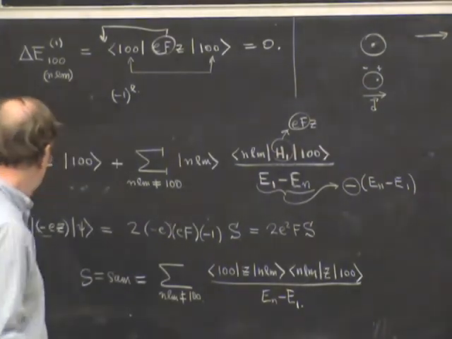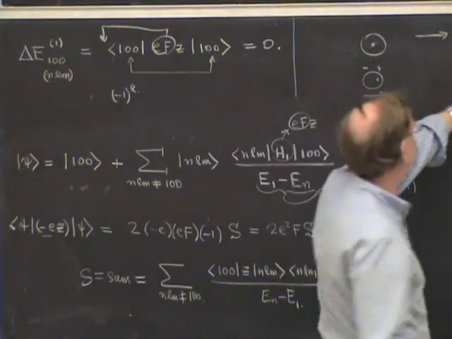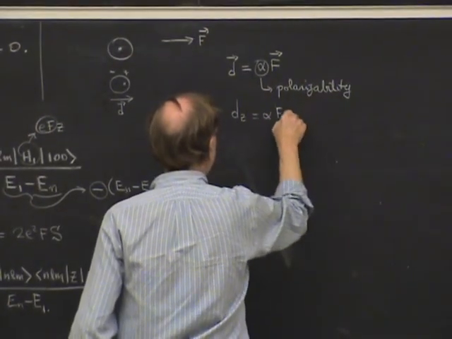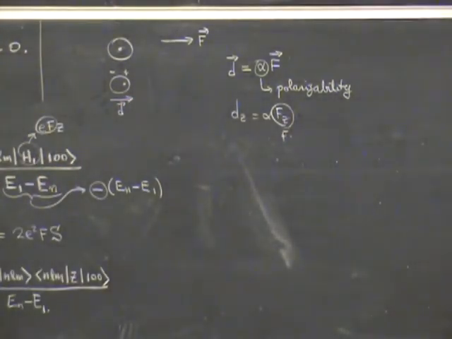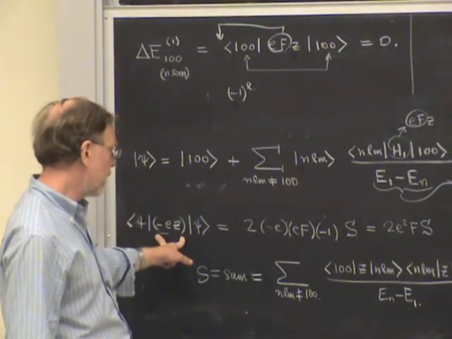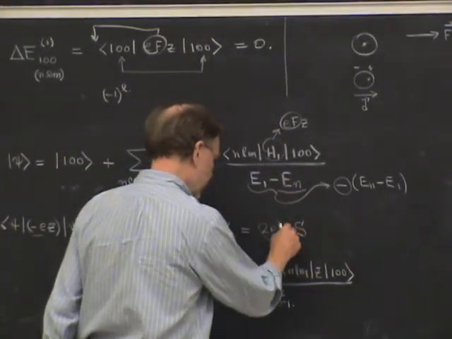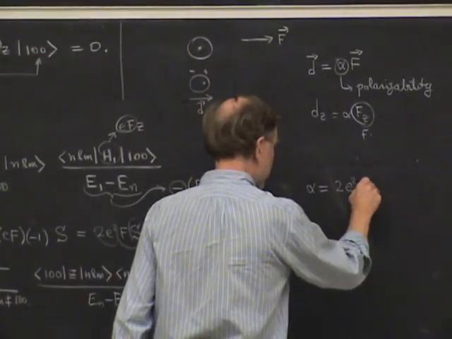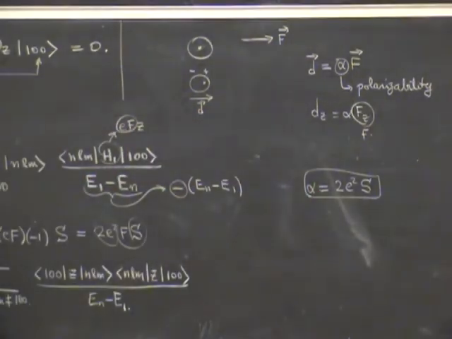And I'm sorry, I heard the bell. Let me just do one more thing, then I'll let you go. And that is that this definition of polarizability, if we take the z component of it, pz is equal to alpha Fz. Fz is the same thing as what I'm calling this F here. You see, the polarizability now can be read off. This is the z component of the dipole moment. So the polarizability is the coefficient of F. It's everything else except for F here. So what we get is alpha is equal to twice e squared times this sum S, like this, where S is given by this sum.